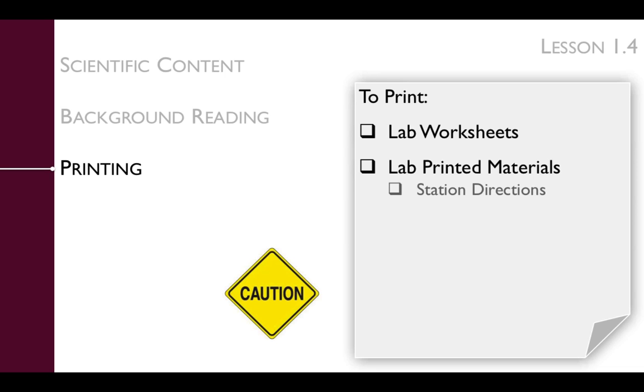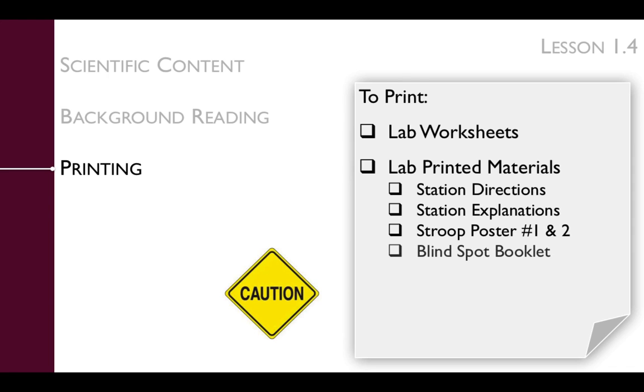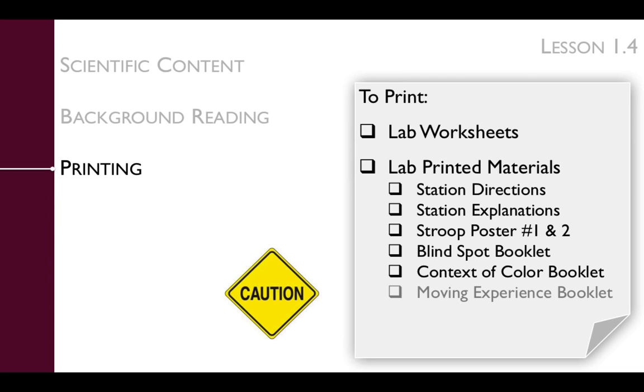Those lab printed materials include station directions, station explanations, Stroop posters number 1 and 2, which do need to be printed in color, a blind spot booklet, again needing to be printed in color, the context of color booklet, again needing to be printed in color, and a moving experience booklet, again needing to be printed in color.